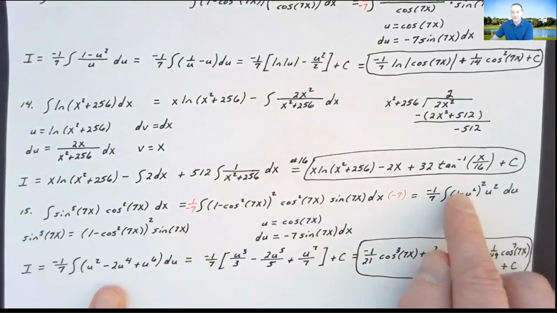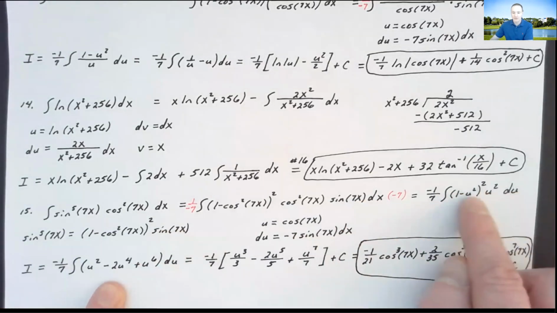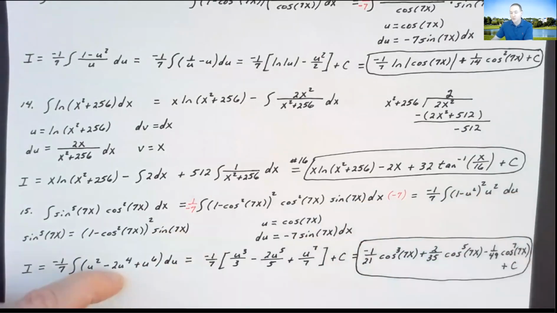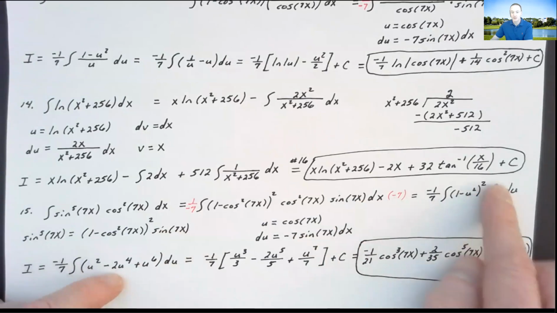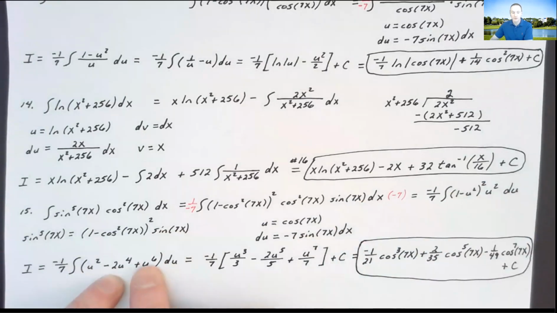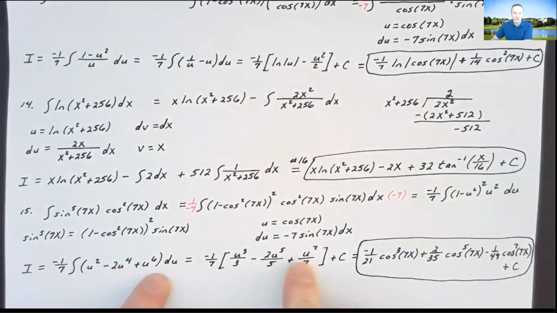Now, what I did from this step to the next is 1 minus u squared quantity squared. That would give me 1 minus 2u squared plus u to the 4th. I took that, distributed u squared throughout all of those terms to get u squared minus 2u to the 4th plus u to the 6th. At that point, you can just say we're going to integrate with the power rule, u cubed over 3 minus 2u to the 5th over 5 plus u to the 7th over 7 plus that glorious constant of integration.